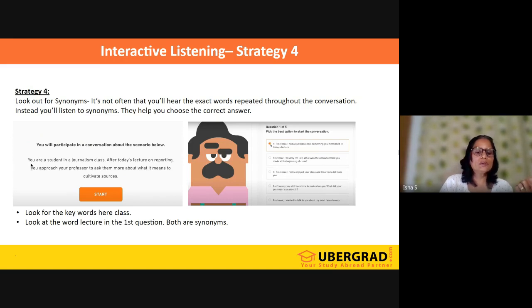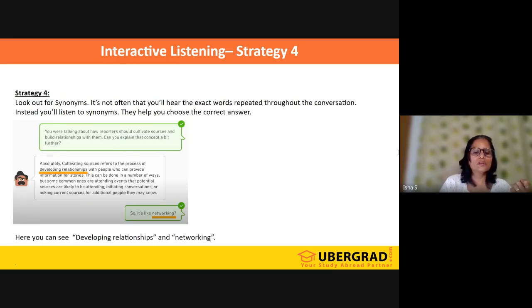It is not often that you will hear the exact words repeated in the conversation, so you can also focus on synonyms. The words in the scenario or audio would be different from the words in the statement. So look at the words in the questions, both synonyms or maybe phrases, which is common. Next, please.